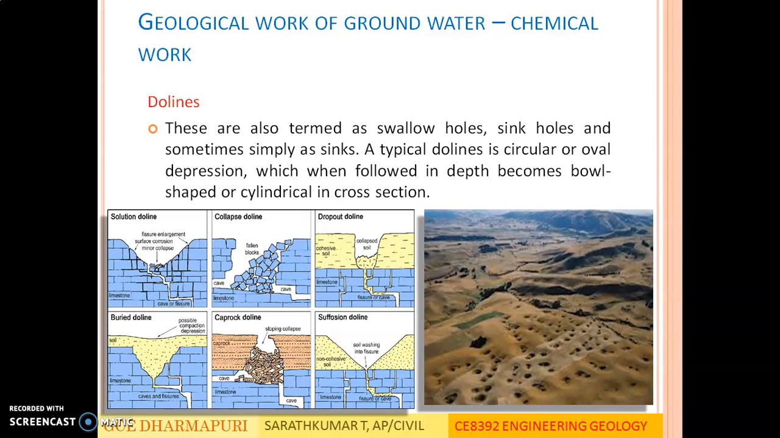A typical doline is a circular or oval depression, which when followed in depth becomes bowl-shaped or cylindrical in cross-section. So when we look at the surface, it looks like a circular or oval depression, but when we go inside the Earth's surface, it becomes bowl-shaped or cylindrical in cross-section. This happens in rocks that contain minerals soluble by water. There are different types of dolines shown in the figure: solution doline, collapsed doline, dropout doline, buried doline, caprock doline, and suffusion doline.